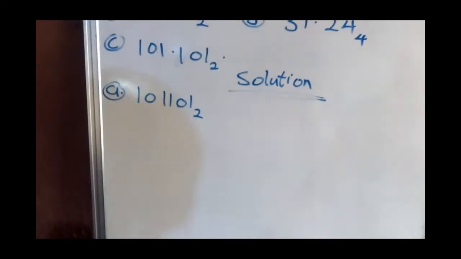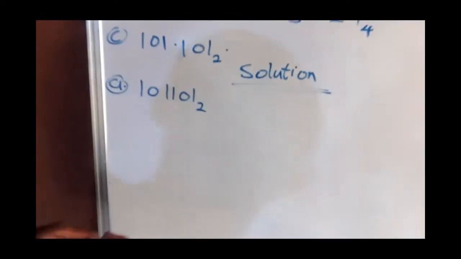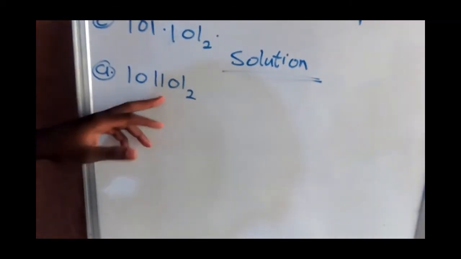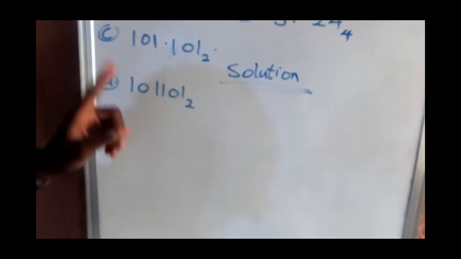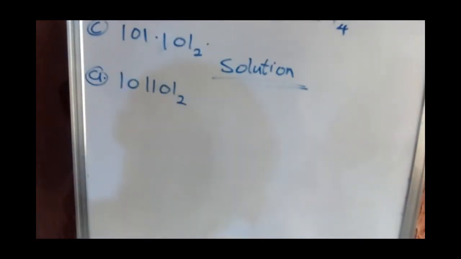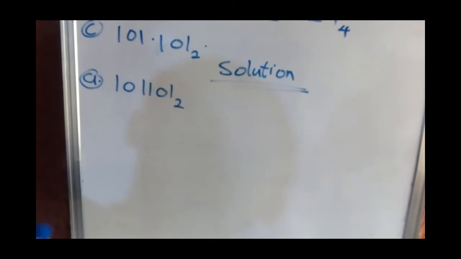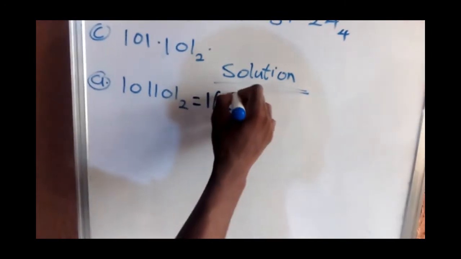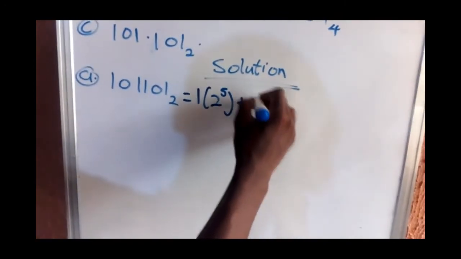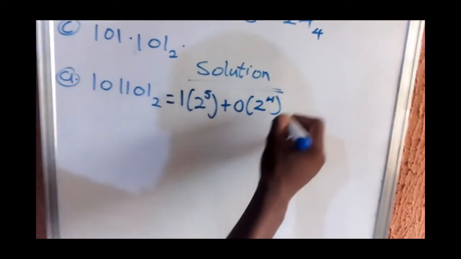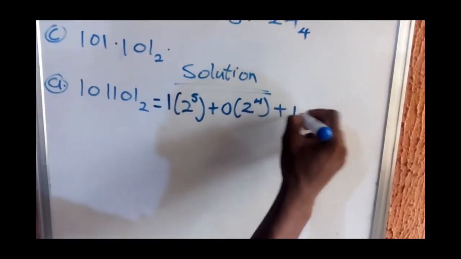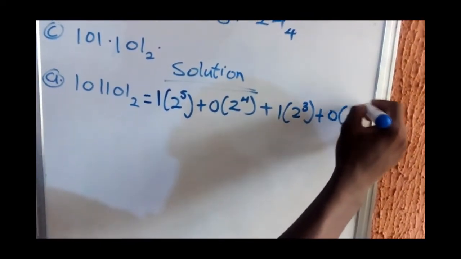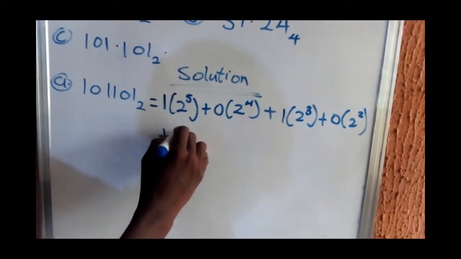Okay, the first thing to do here is, how many numbers are here? We have 1, 2, 3, 4, 5, 6. There are 6 numbers here, which means the highest power we are going to get is 5, from the first key point I gave to you. So this equals 1 into 2 raised to power 5, plus 0 into 2 raised to power 4, plus 1 into 2 raised to power 3, plus 0 into 2 raised to power 2, plus 1 into 2 raised to power 1, plus 1 into 2 raised to power 0.